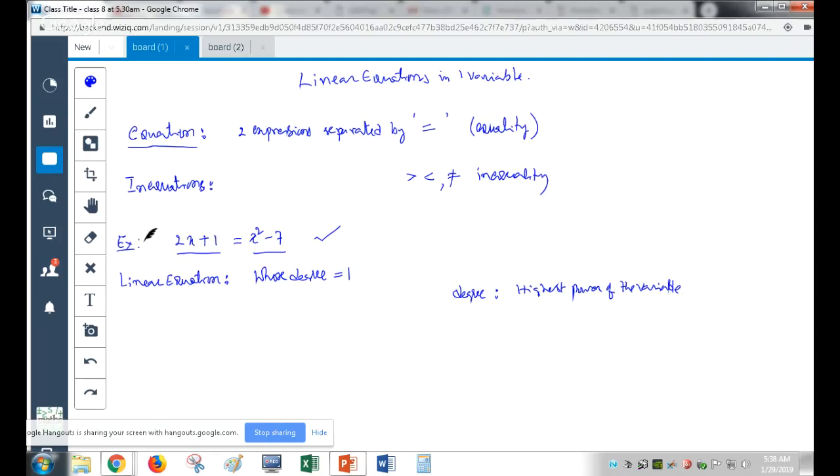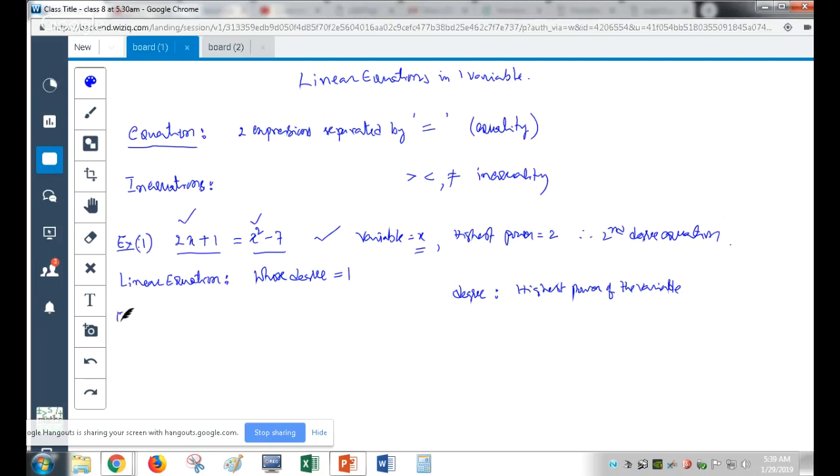Now let us take example 1. The variable is x, and there are two x terms, this is one x term and this is another x term. The highest power is equal to 2. Therefore, it is a second degree equation. I hope you understand what degree is.